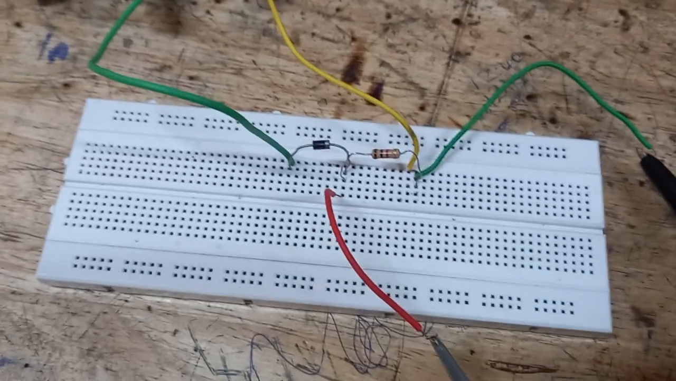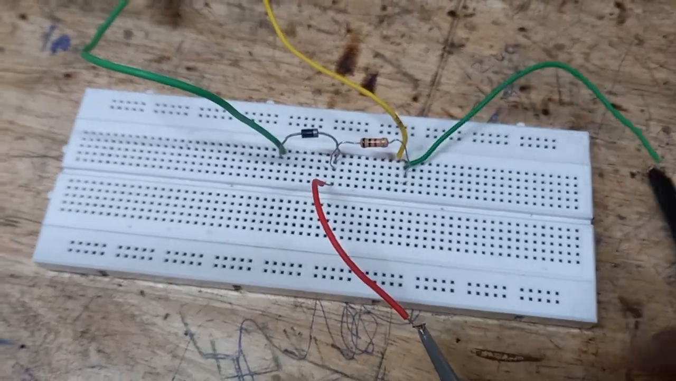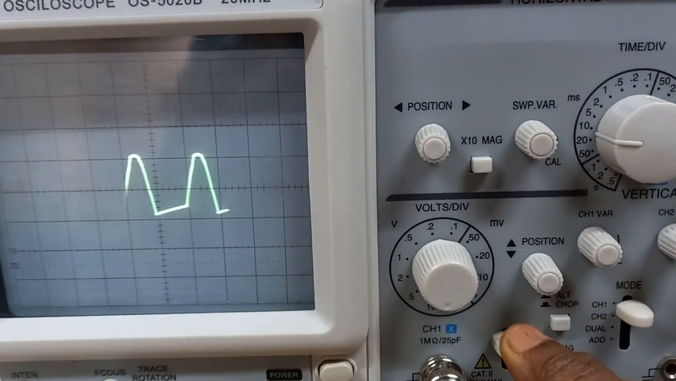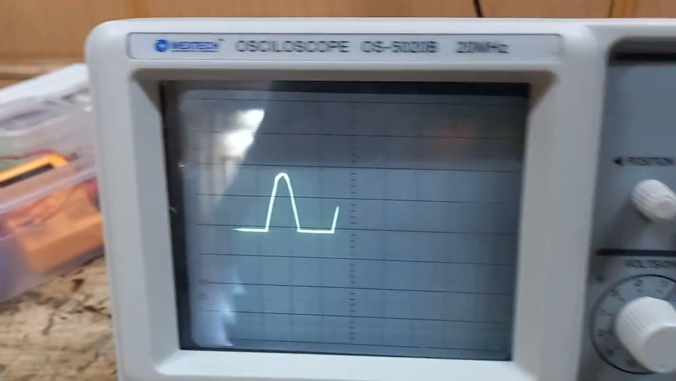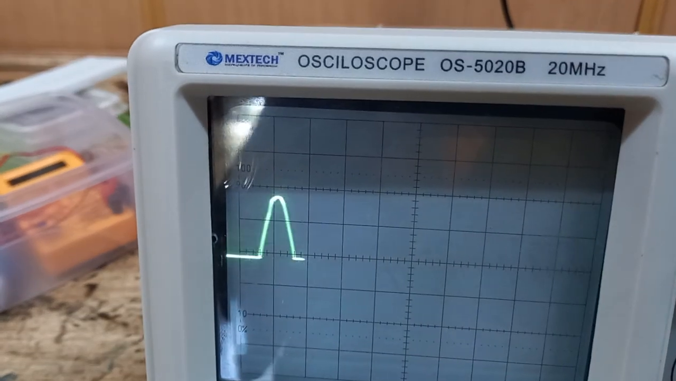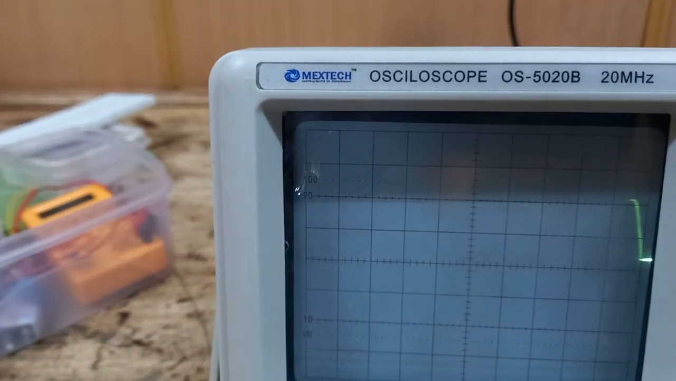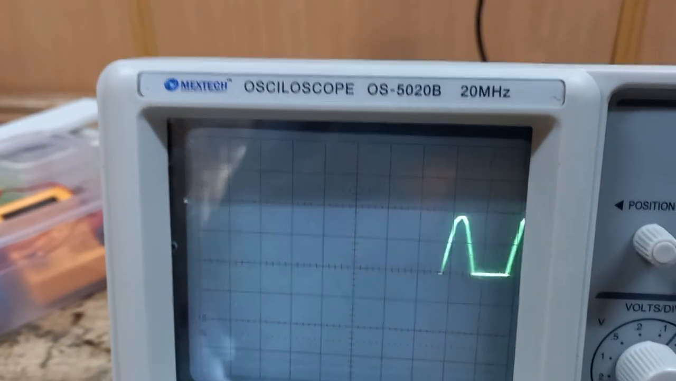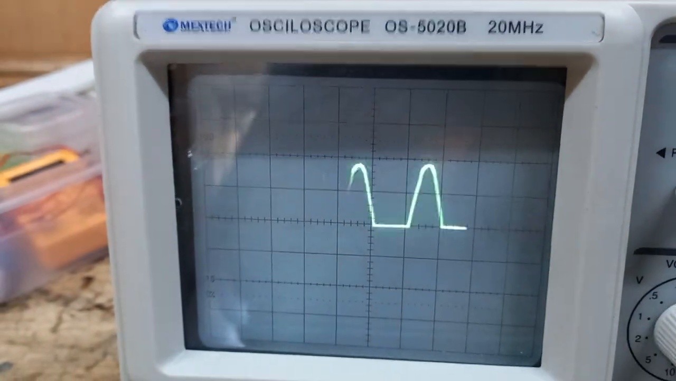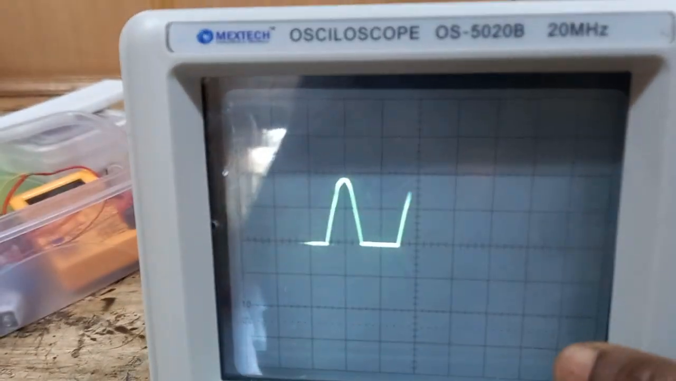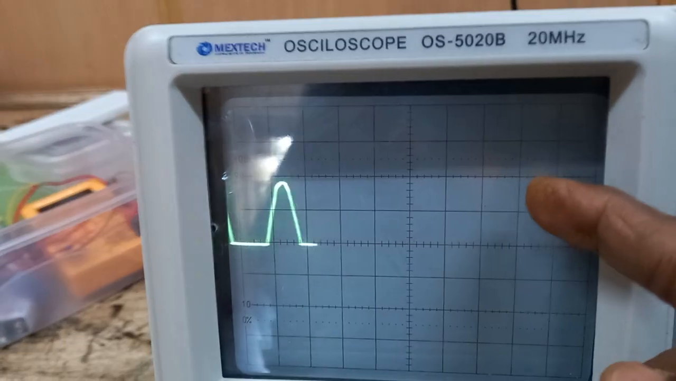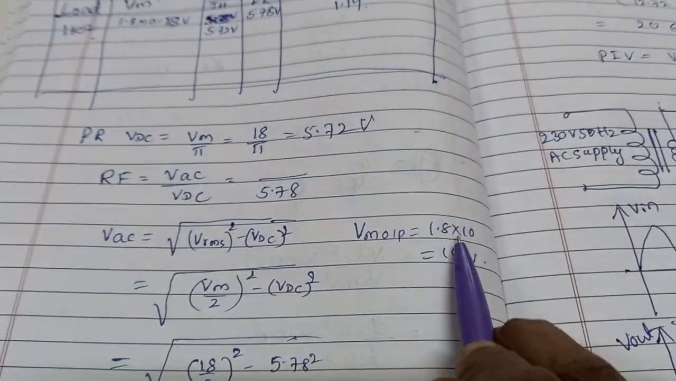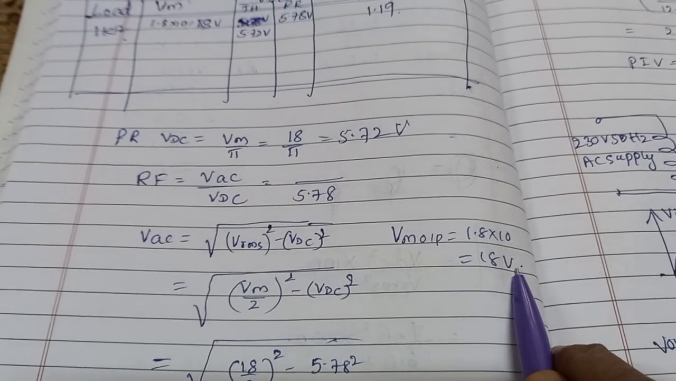Now you connect CRO across the resistor. Keep your CRO in DC mode. We will get the rectified output. This is my rectified output. So what is the value of output voltage we will measure? It is 1.8 into 10, 18 volts.